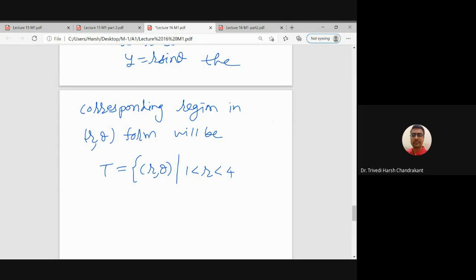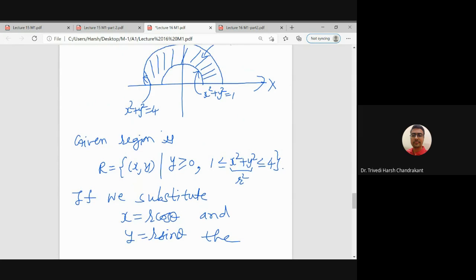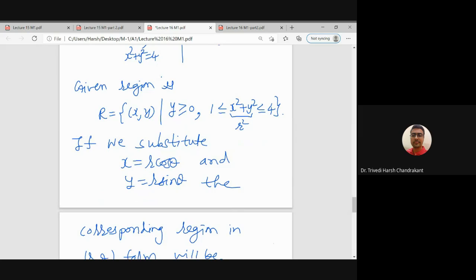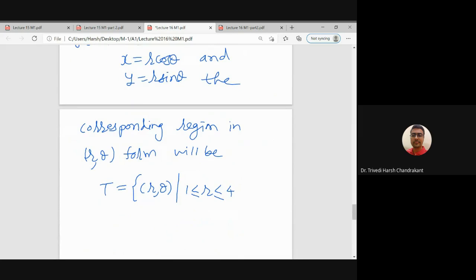And what is the limit of theta now? If we have a full circle, then the limit of theta is between 0 to 2 pi. But we have a half circle here, so our limit will be half of 0 to 2 pi. Along this line we have theta is 0 and along this line we have theta is pi. So the limit of theta, coming from y greater than or equal to 0, is between 0 and pi.